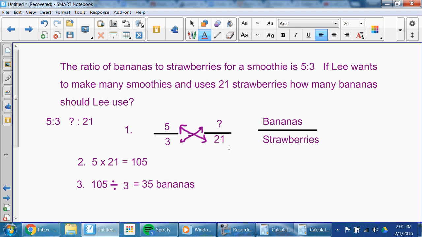Now it also works the same way if you flipped them. If it was 21 bananas and we were looking for how many strawberries, you would do 3 times the top number and then divide it by 5. Use this video to help you with growing ratios.